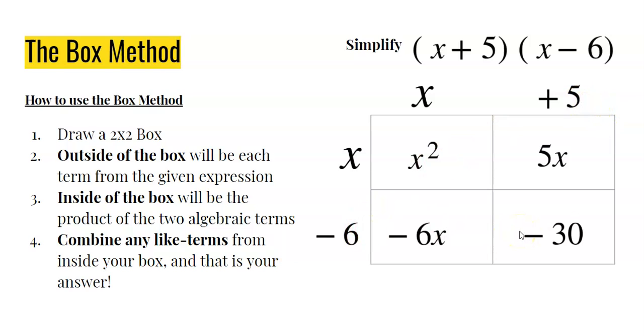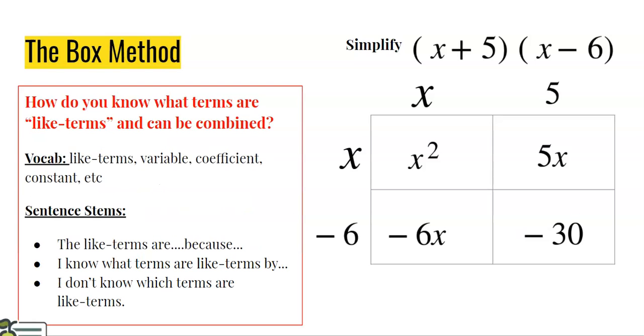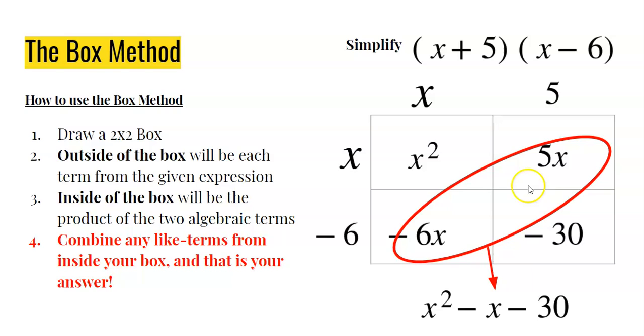Once you do that, you're going to want to combine like terms from inside your box and simplify your answer. Now, how do you know what terms are like terms? Well, as a reminder, like terms are items that are similar. In this case, we only have one x that has a squared. We only have one constant without a variable. However, we have two terms that have x's near each other. Therefore, these are my like terms.